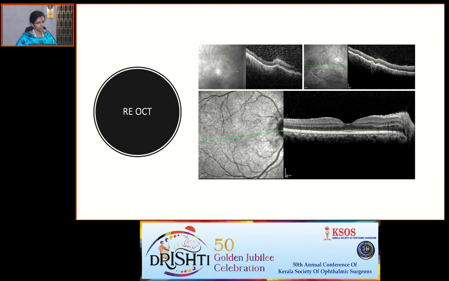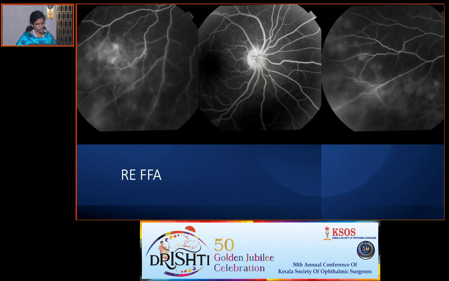In the right eye OCT scan, the fovea was normal, there was no macular edema, but the scan sections through the peripheral lesions showed choroidal involvement and retinal involvement and also overlying vitreous cells. This was the FFA picture of the right eye showing a hot disc with a disc leak, and in the periphery there were hyperfluorescent lesions with minimal vasculitic changes.